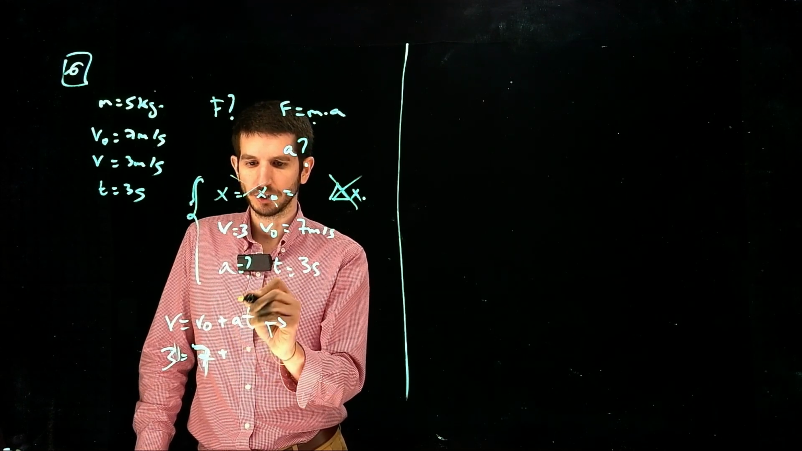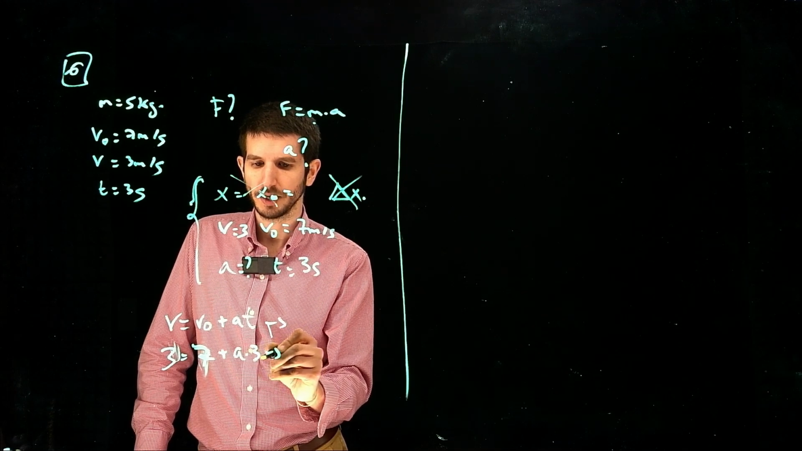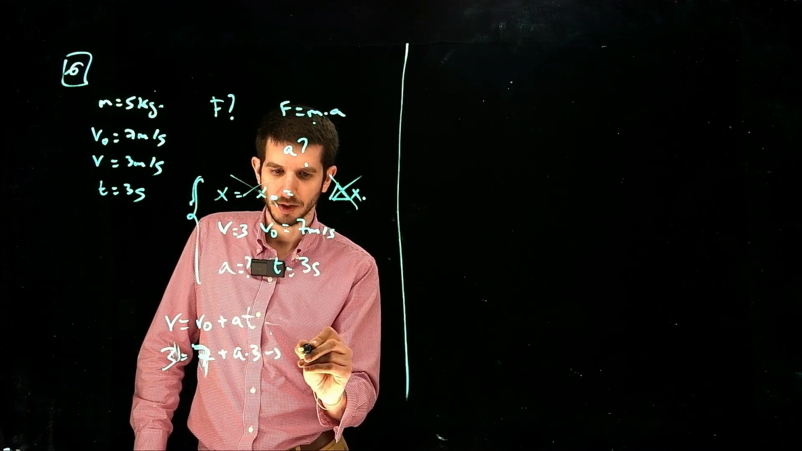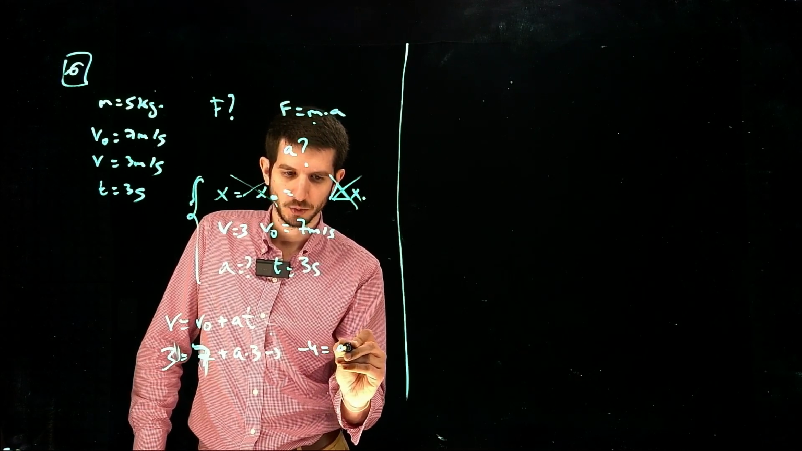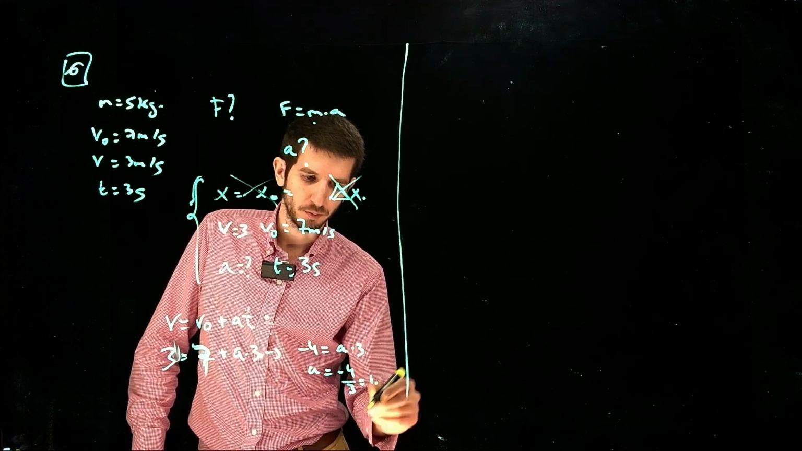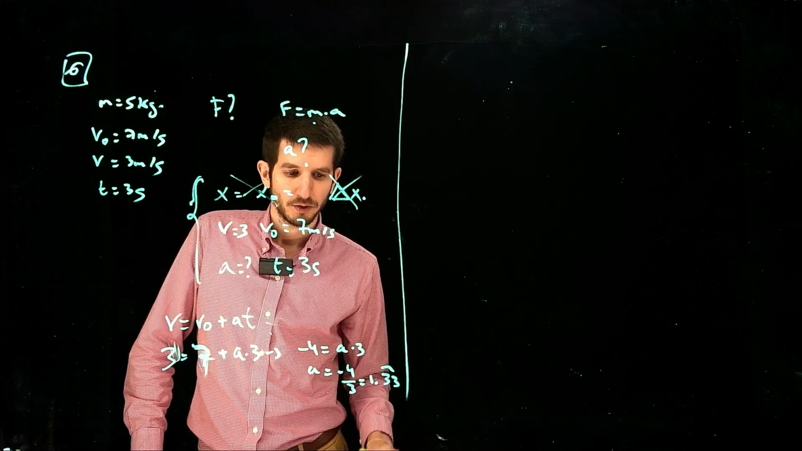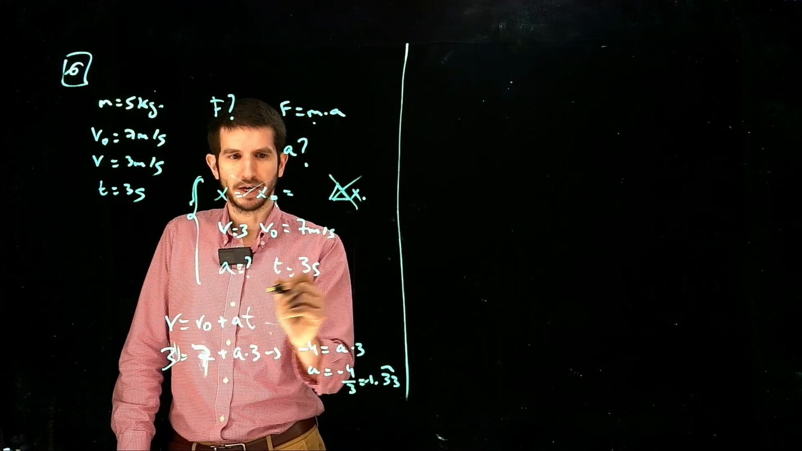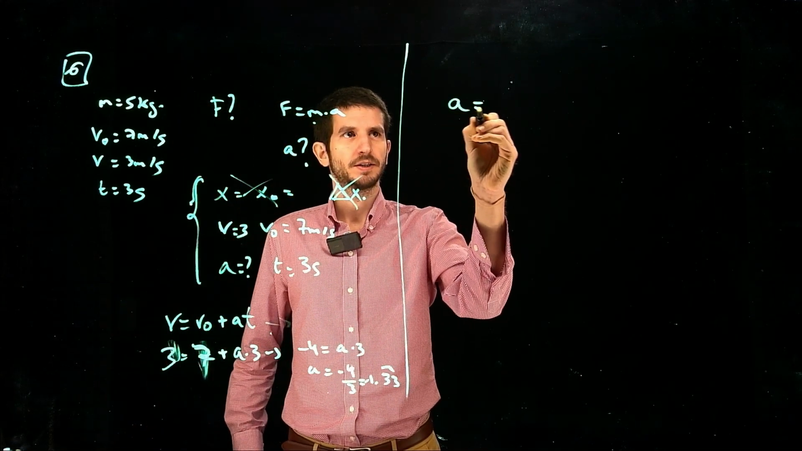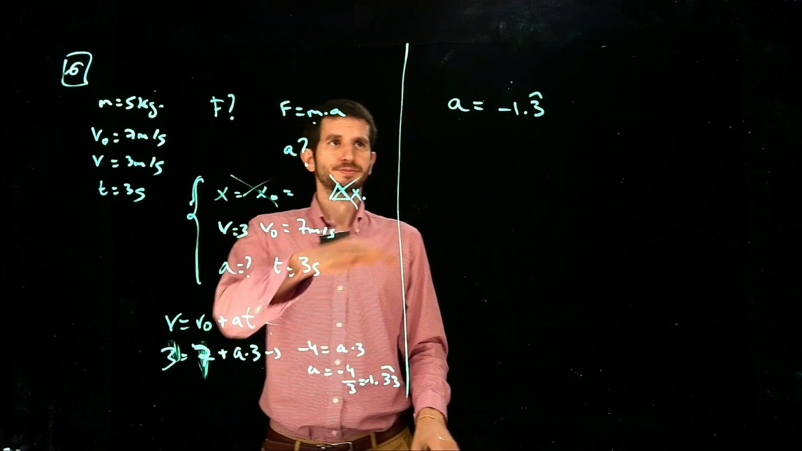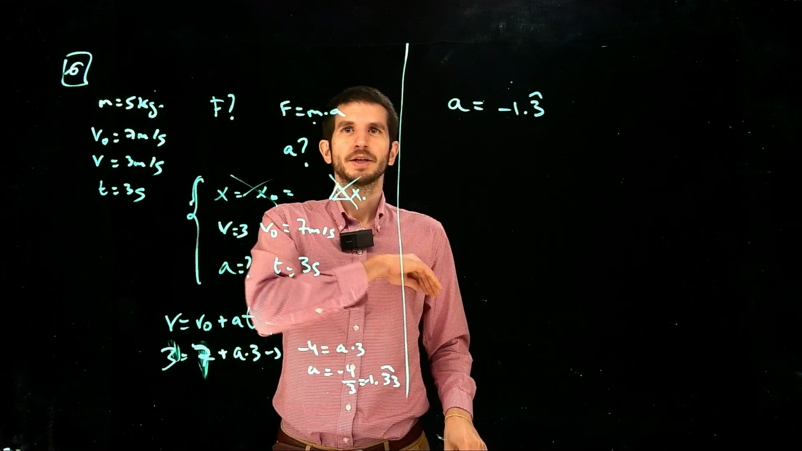Plus acceleration, we don't know that, times 3. So we can see that goes there subtracting. So it's going to be minus 4. It's equal to a times 3. A is going to be minus 4 divided by 3, which is 1.333, and so on. And negative. So what's the acceleration? The acceleration then is minus 1.3. What is the force?